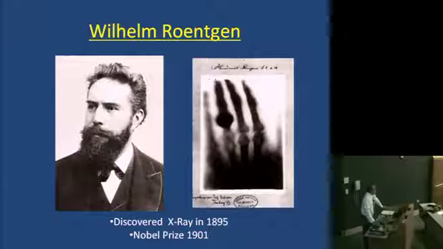In the 19th century, there were four major discoveries that really changed how medicine is practiced. It took medicine out of the dark ages. One of those was the discovery of anesthesia, discovery of antiseptics, discovery of germs as the cause of illnesses, and discovery of X-rays. X-rays were first discovered by Röntgen in 1895, and he received the Nobel Prize for that in 1901.